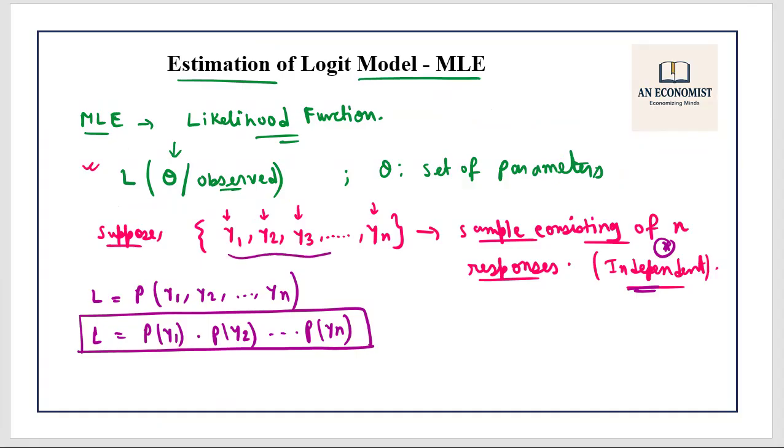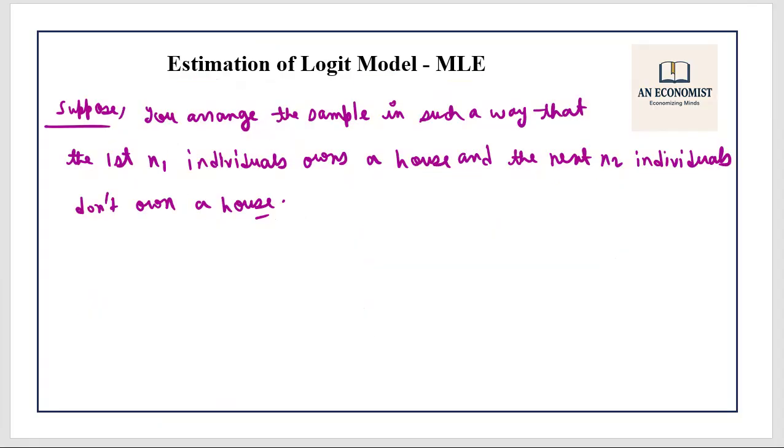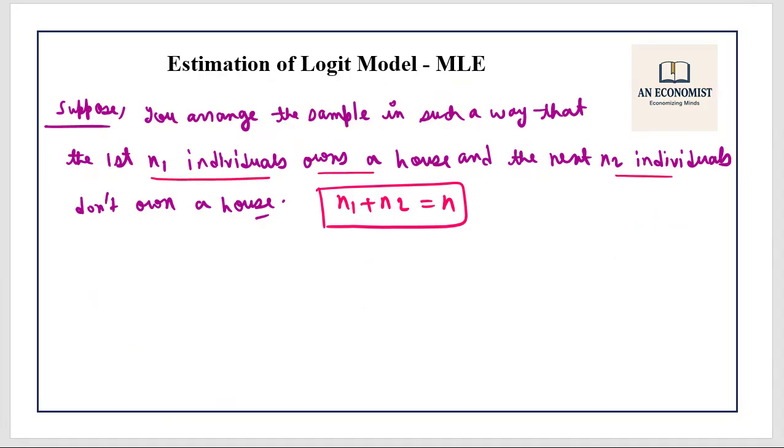Here you have n different observations, n different responses, n different individuals. So n1 plus n2 has to be equal to n. So you arrange your sample in such a way that the first n1 individuals own a house, and the next n2 individuals do not own a house. Then how will you write your likelihood function? That is the question. The likelihood function will be simply, as we have seen earlier, probability y1, y2 up to probability yn. And this is important.